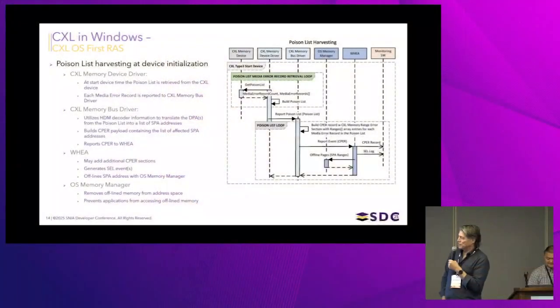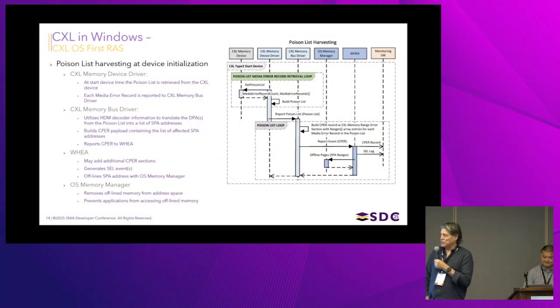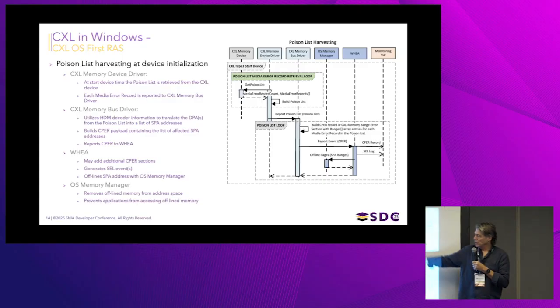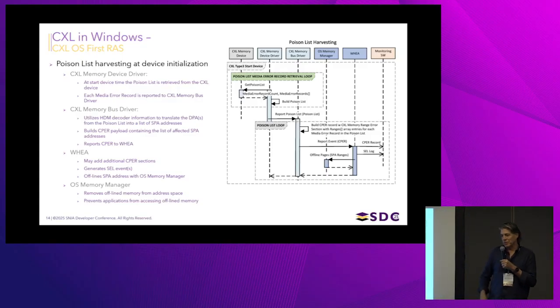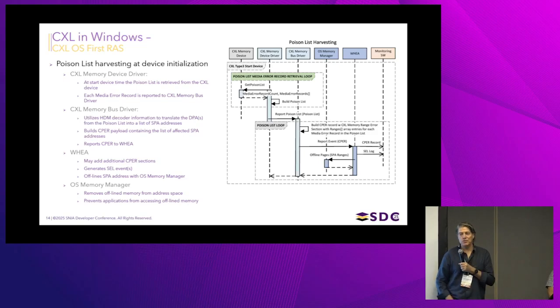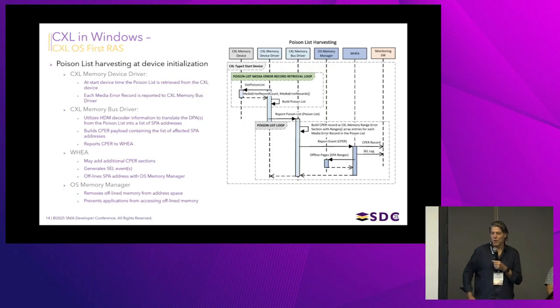Okay, and so the last one I wanted to cover is poison list harvesting. At the beginning of boot time or device start, when our memory device driver loads, it will use a mailbox command and go out and get the poison list from the device. Some devices maintain a persistent poison list, some don't. Some maintain a persistent poison list across warm reboots, but not cold reboots. Either way, if the device is reporting that there's some bad locations, we want to know on every boot.